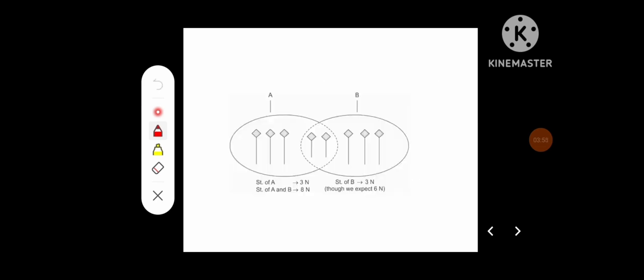For example, when the neurons A and B are stimulated separately, they will each be able to produce excitation in 3 neurons. But when they are stimulated simultaneously, they will be able to excite 8 neurons, which is more than 3 plus 3, that is 6. This occurs because there are some common neurons which are in subliminal fringe.